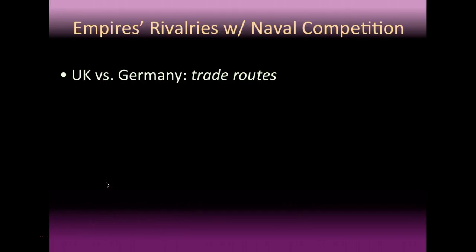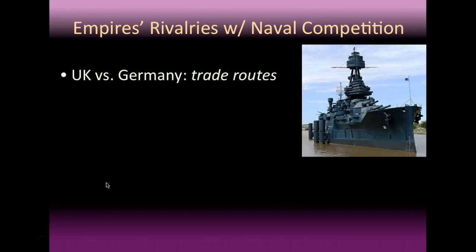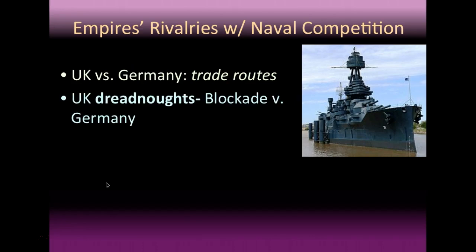And then the naval competition. Again, European empires were competing for trade routes. The UK, Britain versus Germany. And this is really important. This is a dreadnought, a huge gunner that had cannons and a lot of interesting sonar information here. And they attempted to block the German ships from moving and from getting goods.